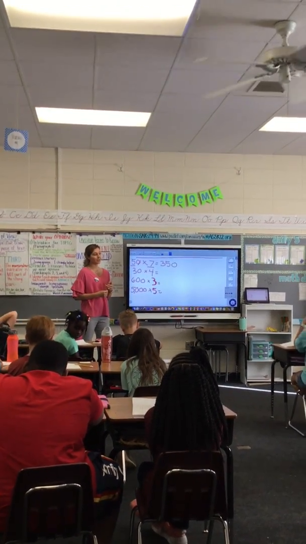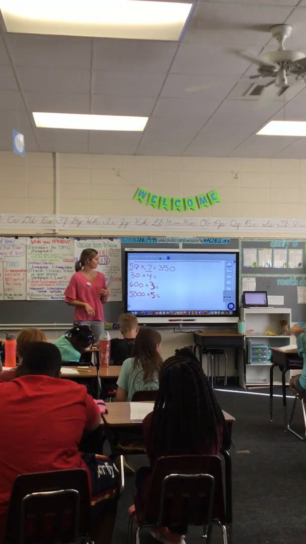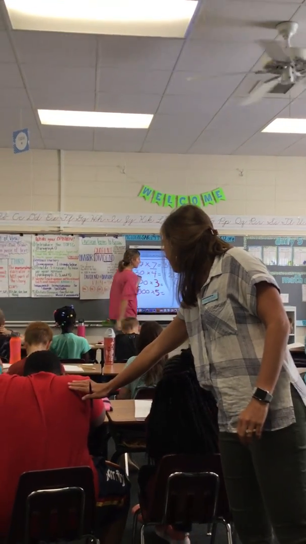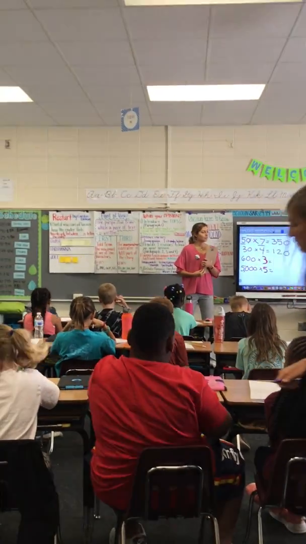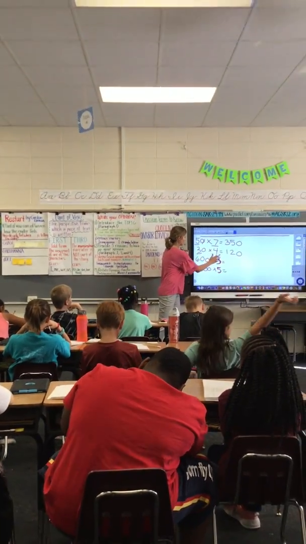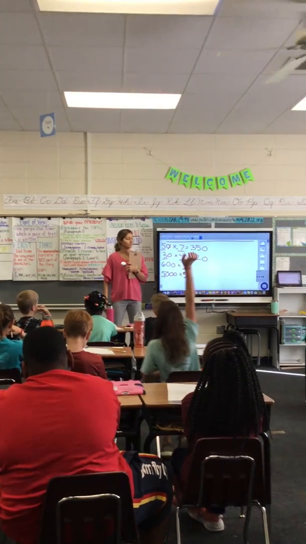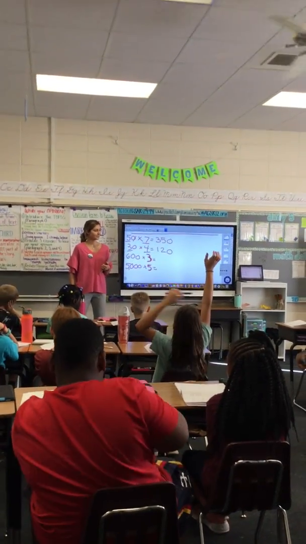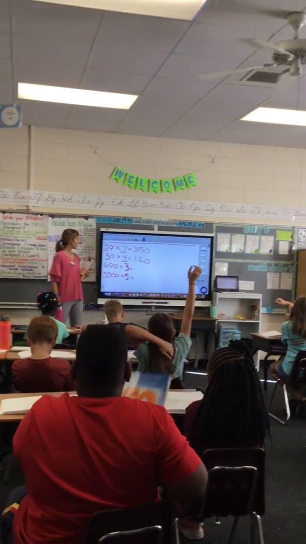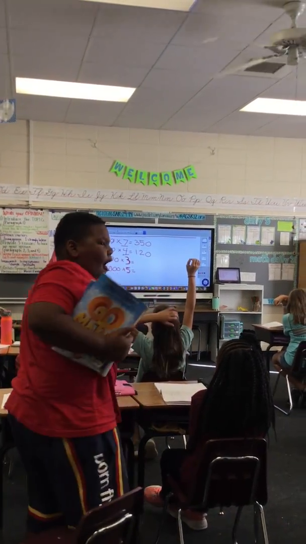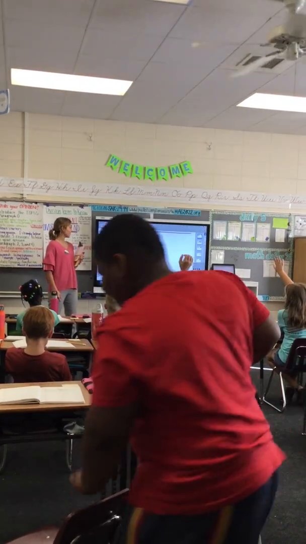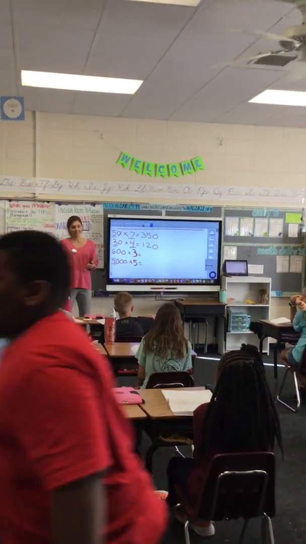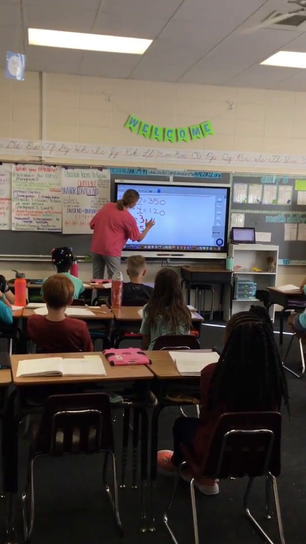Let's look at our next one. 30 times 4, what did you get? 120. And how did you figure that out? Exactly, you knew you took away that 10, so you had to bring it back. Okay, let's look at our next one. 600 times 3, Sarah Beth, what did you get? 1,800.